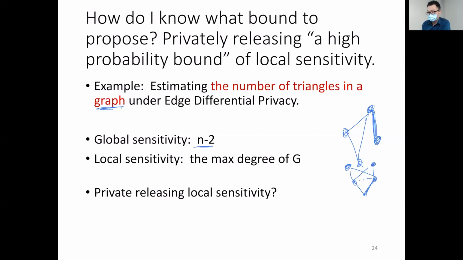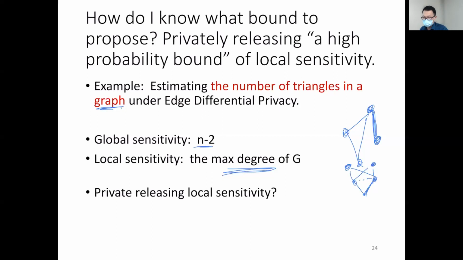So what is the degree? A degree means how many neighbors you have on this graph. So you enumerate the number of neighbors for all individual nodes on this graph, and then you get this degree sequence, and the max degree is the largest of them all. So it can be worked out that the local sensitivity of this problem is the maximum degree of G.